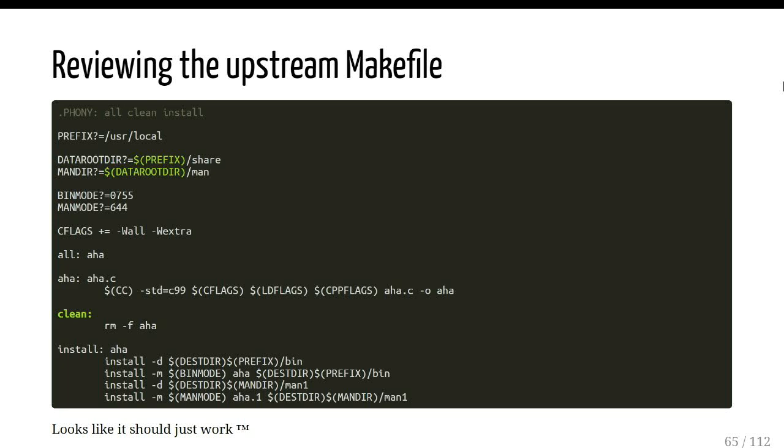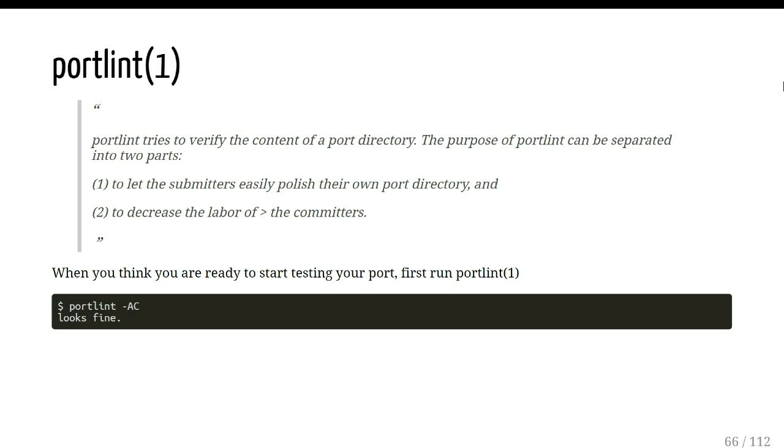Reviewing the upstream makefile, this is what it looks like. Pretty standard, really. So it looks like it should just work, trademark. So now we run the portlint command, and essentially this is going to check that our new port matches a few rules that we typically use. And so it prints out, looks fine. Okay, good. So I haven't made any obvious errors in my port to date.